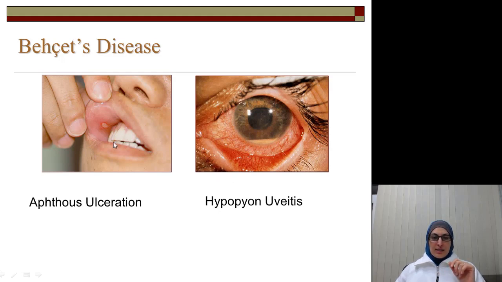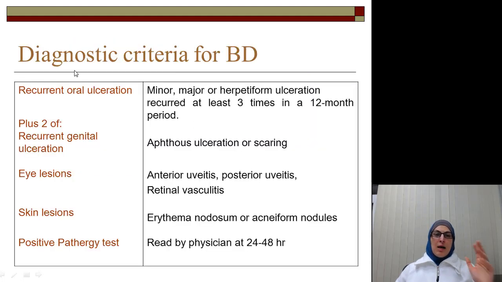Now, this is an example of an aphthous ulcer, so it can be any form of aphthous, minor, major, or herpetiform. Hypopyon uveitis, as you can see here, there's conjunctivitis, and the hypopyon uveitis is the white blood cells you see in the anterior chamber of the eye. So this is one feature of Behçet's disease. Now we know that Behçet's disease is not as simple as a triad. It can appear as anything.